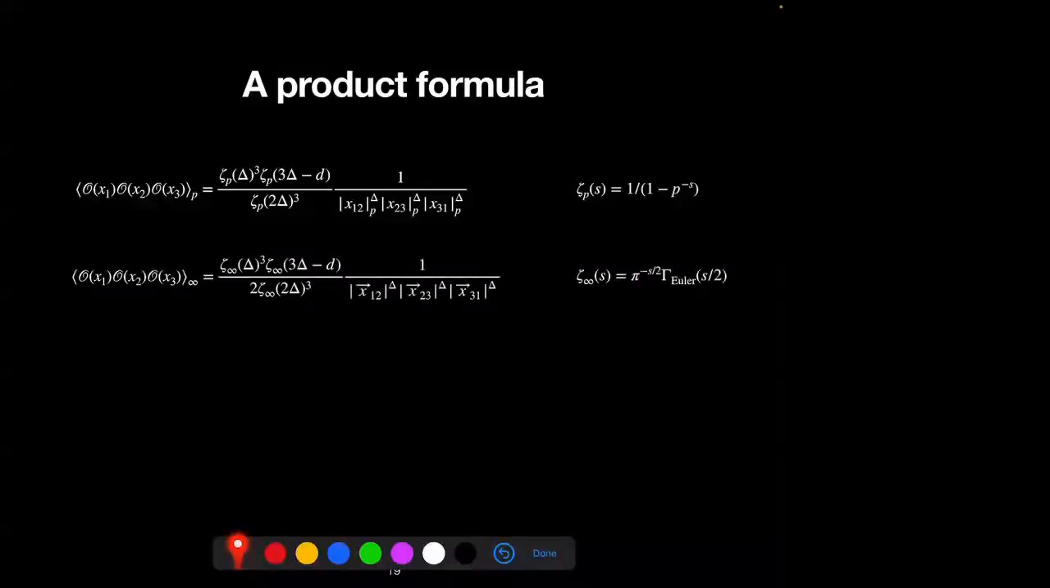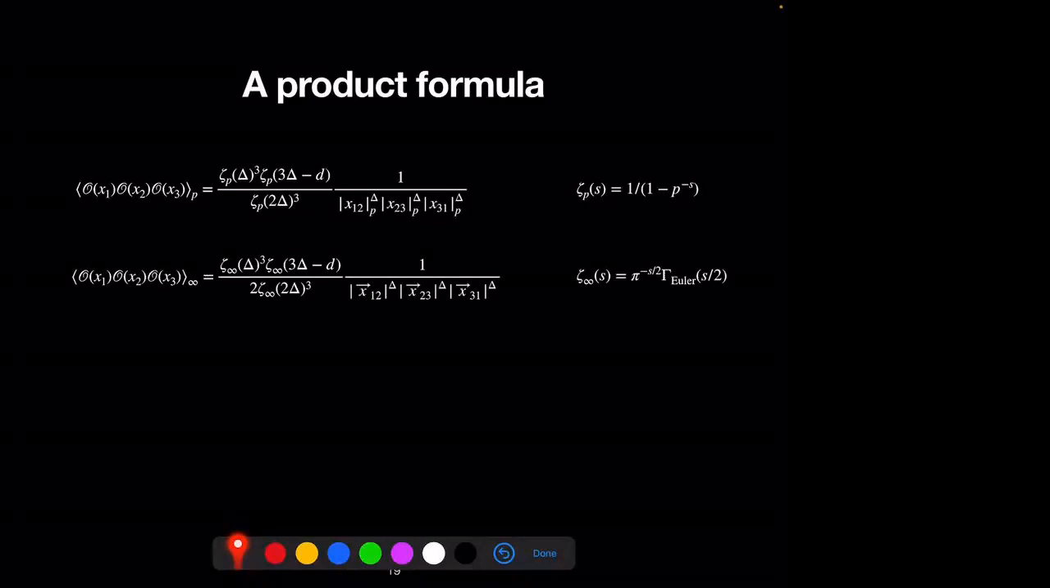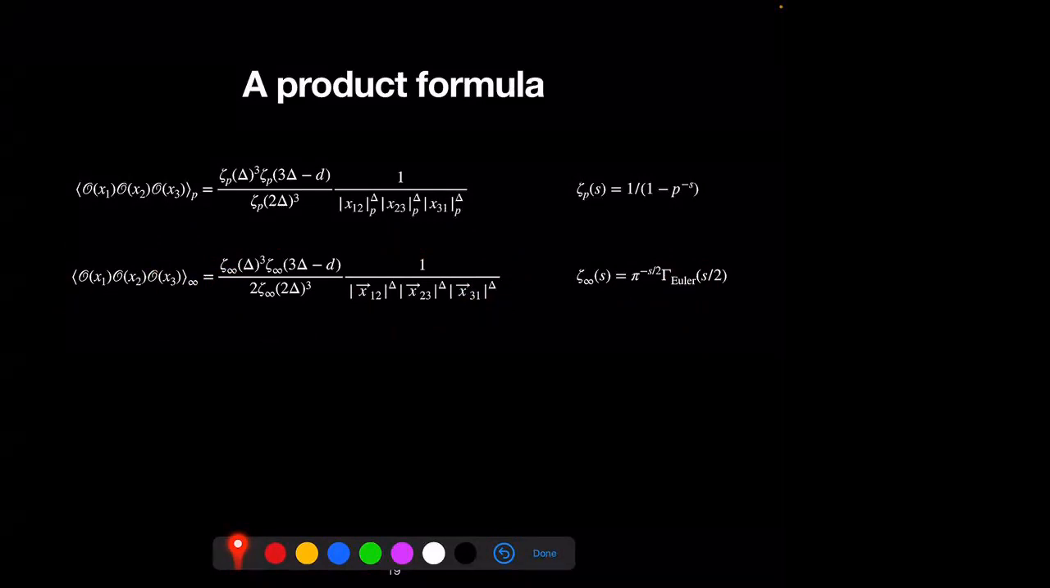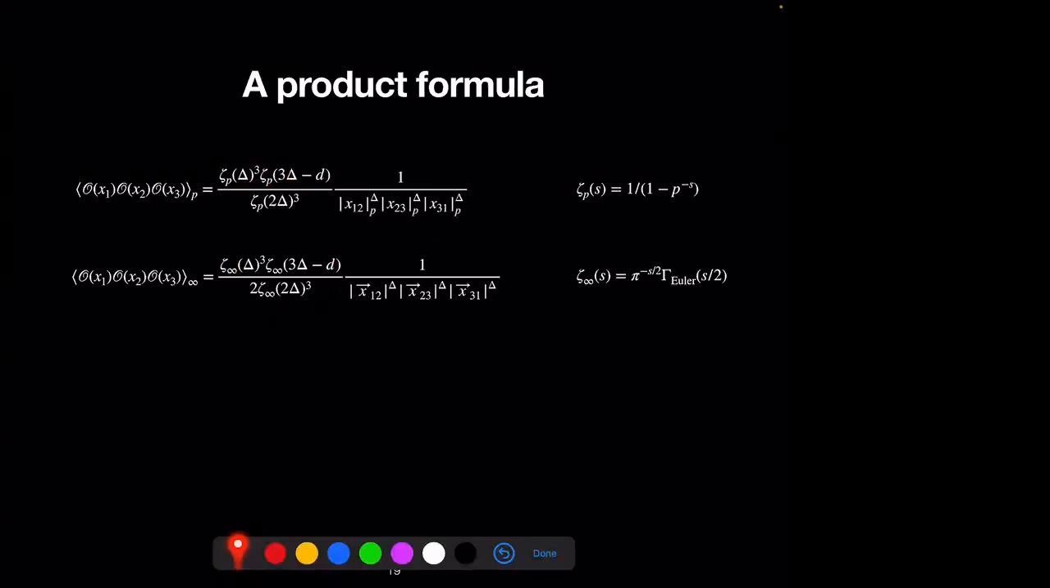Over the reals, this result has been known for a long time, and it's actually a very easy calculation. The corresponding formula takes this form. Infinity just represents the reals, and zeta infinities are functions defined here in terms of combinations of pi's and the Euler gamma function. And then you have the L2 norm of the distance between the insertion points of these operators. You can see that these formulas look almost identical, except that p can be replaced by infinity. And that's not a coincidence.